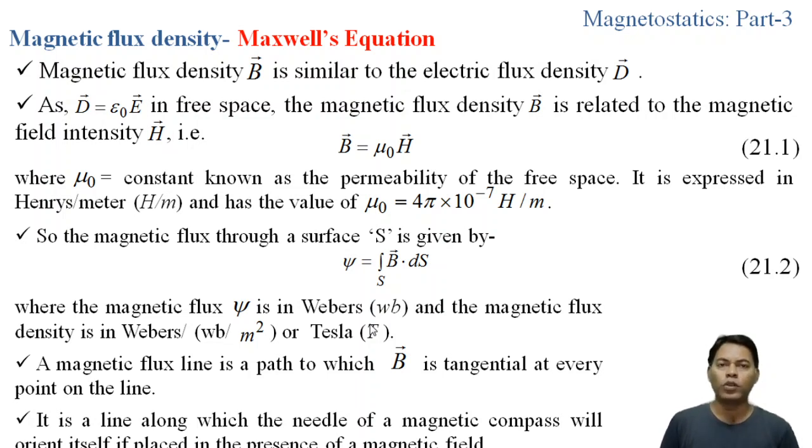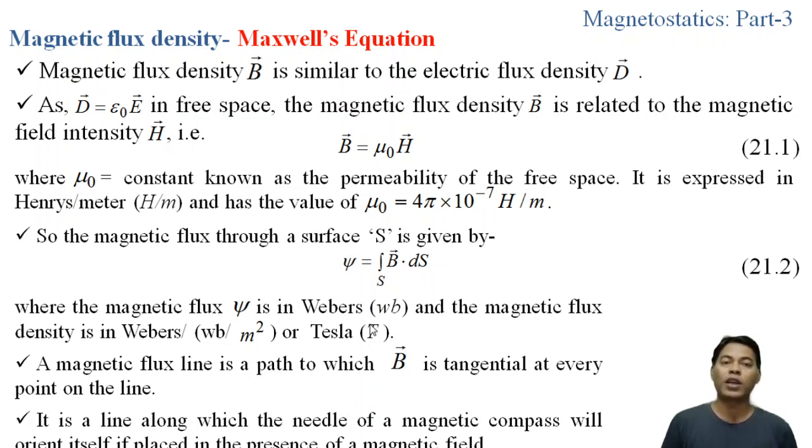Now we need to know the magnetic flux lines, just like we have seen electric field lines in the case of the electric field. Here also we are going to understand a magnetic flux line. What is a magnetic flux line? A magnetic flux line is a path to which the magnetic flux density B is tangential at every point on the line. In other words, it is a line along which the needle of a magnetic compass will orient itself if placed in the presence of a magnetic field.